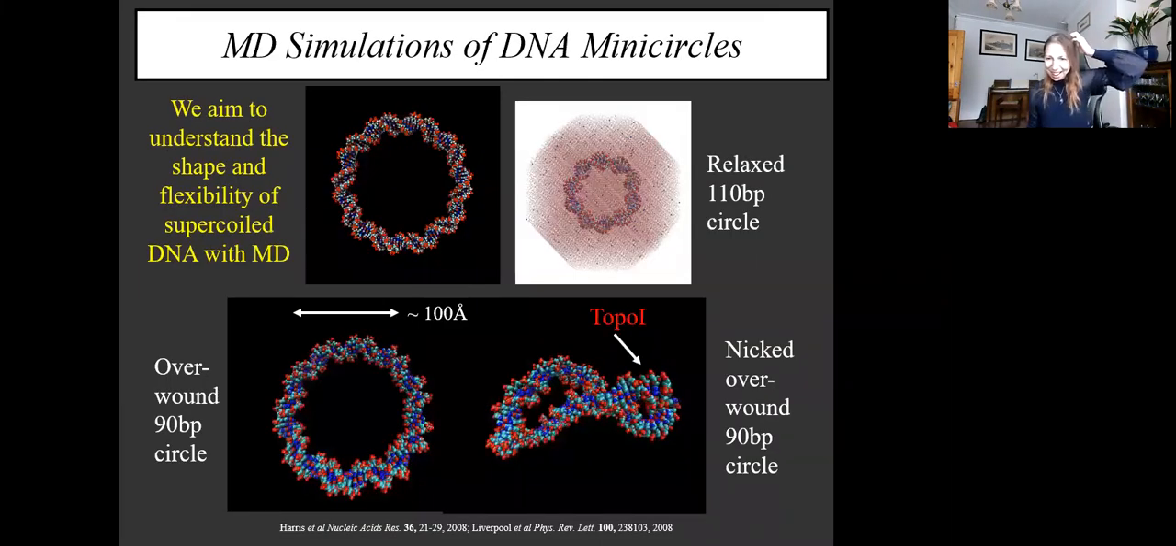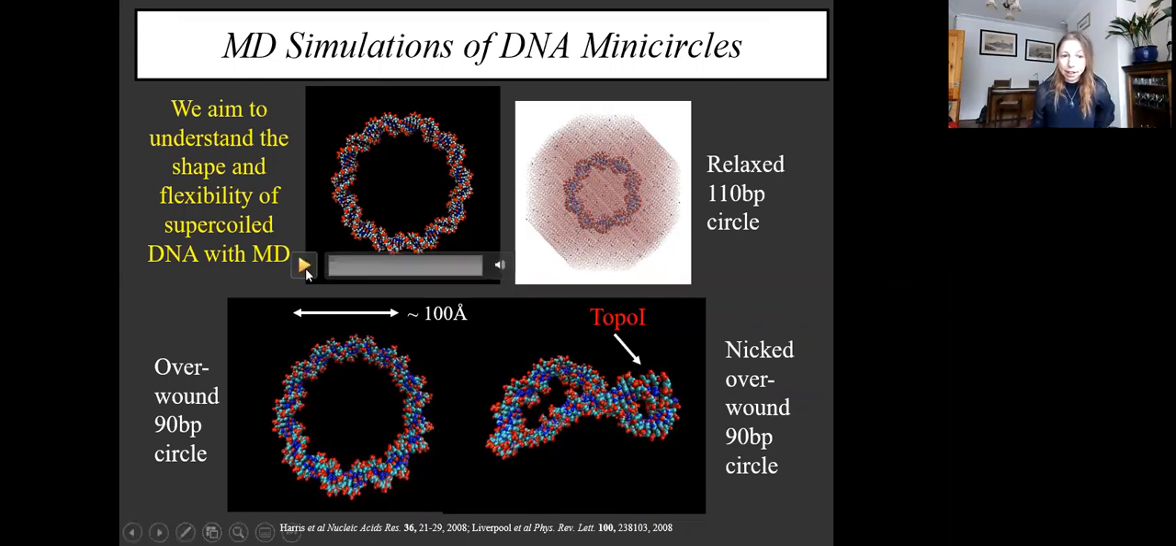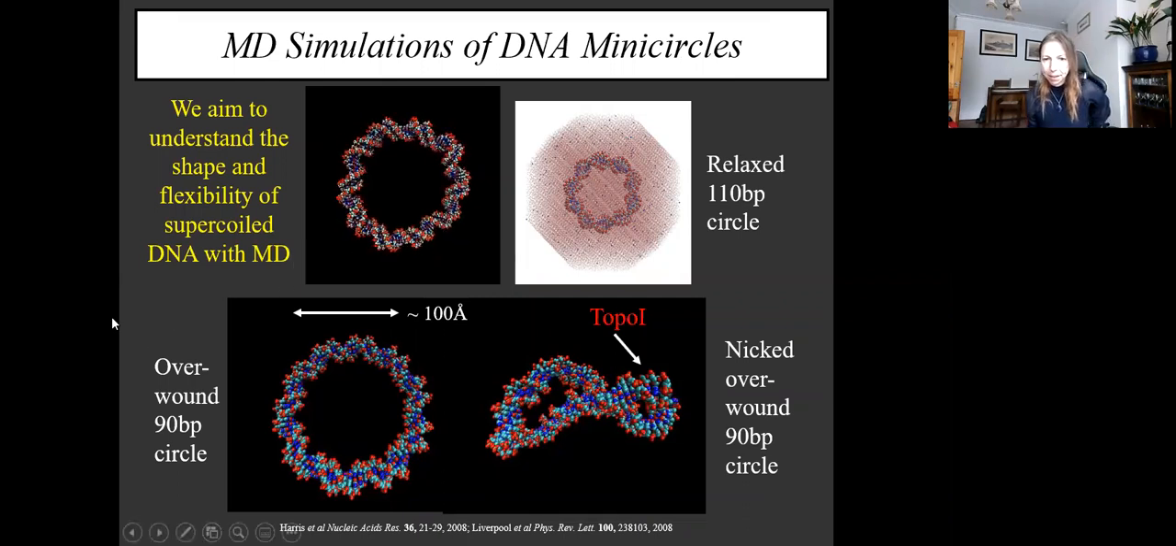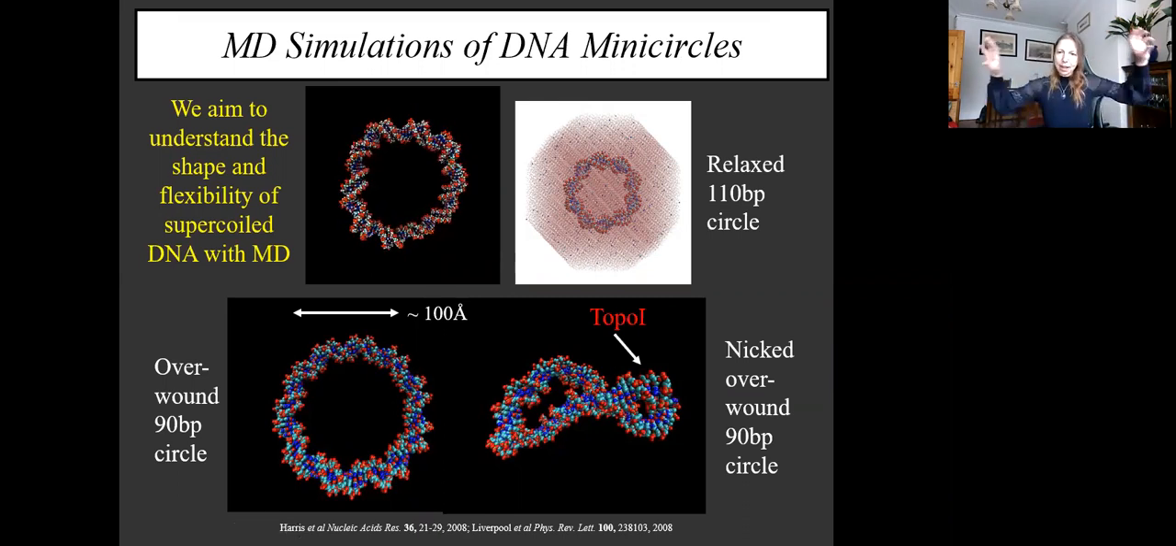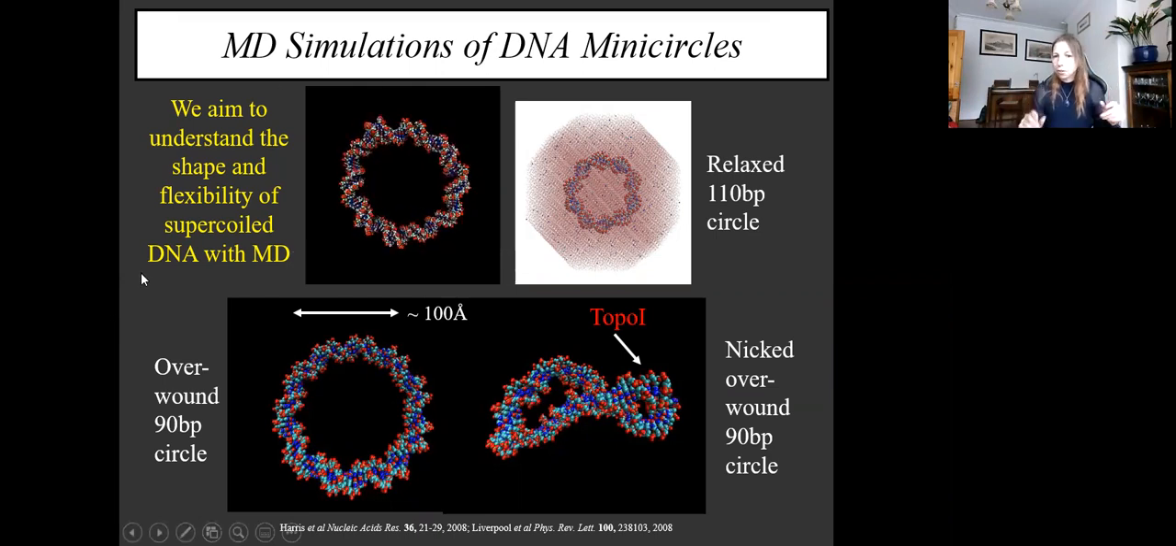So here are some of our MD simulations of circular DNA. This one's a 90 base pair one, and this one's a relaxed DNA circle. What I do is take a linear strand and join the two ends together to make a circle. And then in this simulation, the thing wobbles around due to thermal fluctuations. Just to give you an idea, on the right-hand side, here's the circle surrounded by water molecules and counter ions. So this is what the simulation really looks like, but I'm just showing the DNA, otherwise it's impossible to see what's going on.